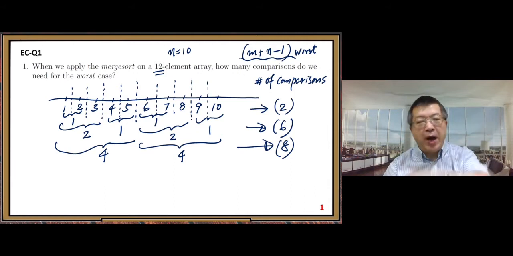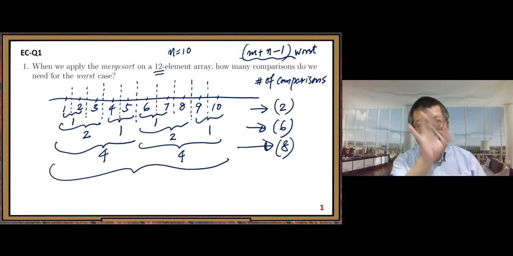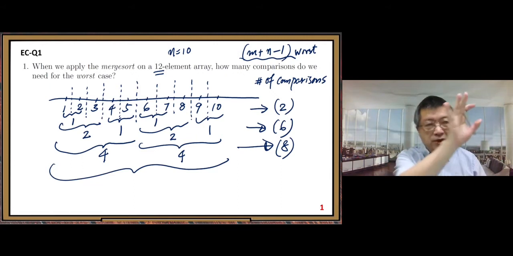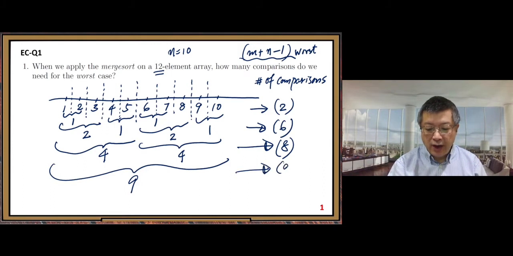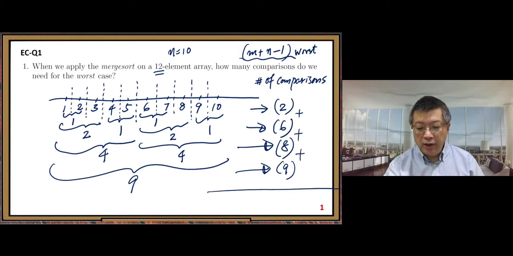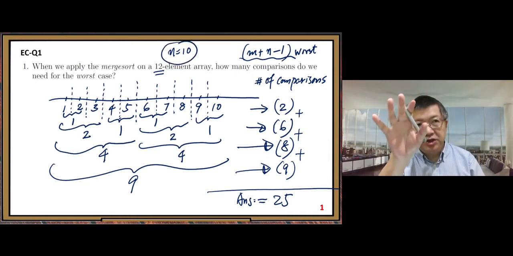Then, final round merge. The last 2 subarray merge, total number of elements 10, 10 minus 1, 9. 9 comparisons for the worst case. So the last round, 9. Now you add it up, these 4 numbers added up, 10, 15, 25, right? So the answer is 25.